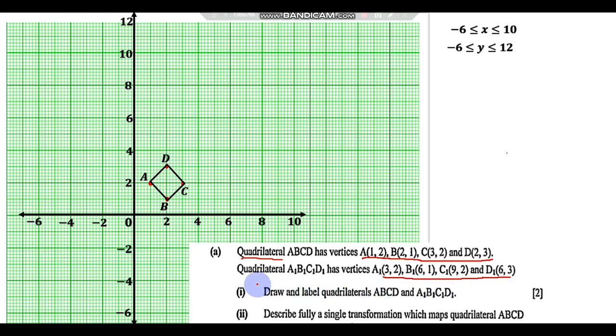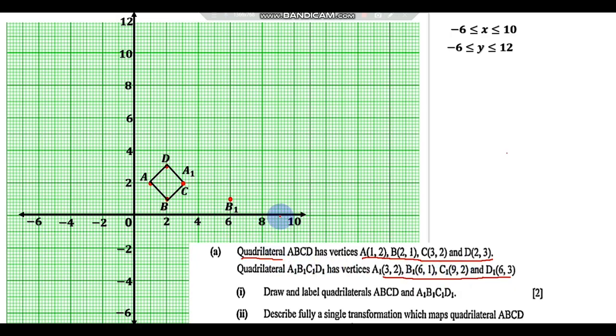Let us go to the other quadrilateral, which is A1. A1 is (3, 2). This is the 3 on the x-axis, and 2. So this point will be here where the C is. This is our A1. Then B1 is (6, 1). 6 is right here, 1 is right here. That is our B1. Then our C1 is (9, 2).